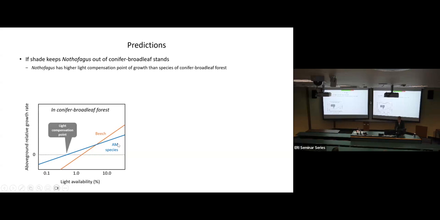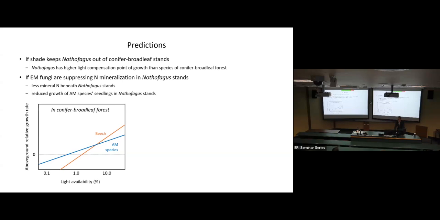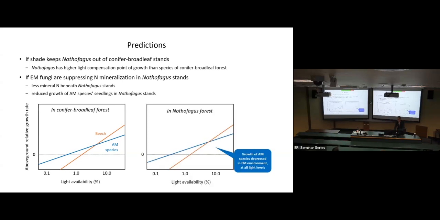And if we've got an organic nitrogen economy hurting the arbuscular mycorrhizal species in beech stands, we should have something like this going. The growth of the AM species, that's the conifer-broadleaf species, should be depressed right across all the light environments because they're just struggling to get enough nitrogen. So they probably have to allocate more biomass below ground to make ends meet. Whereas beech should be kind of indifferent, it shouldn't really mind which forest type it's growing in.